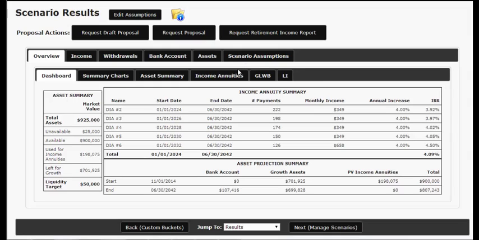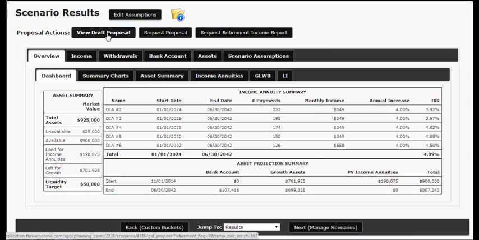In preparation for sharing with the client what you've developed for a suggested retirement plan, we like to click on the Request Draft Proposal because there's going to be a watermark in the middle that indicates that it is a draft proposal. Those drafts are not saved in the software anywhere. You may need to save those on your hard drive. Once you request a proposal, that is a final proposal without a watermark, and that is saved in the software forever.